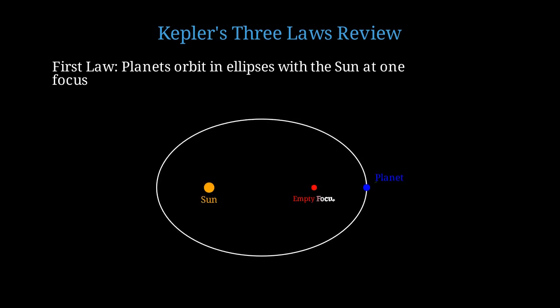Here's an ellipse representing a planetary orbit. The Sun sits at one focus, not at the center. The planet traces this elliptical path as it orbits.